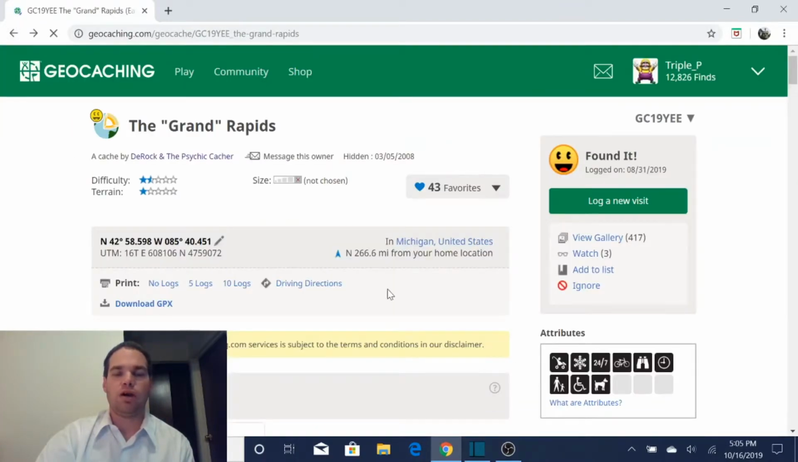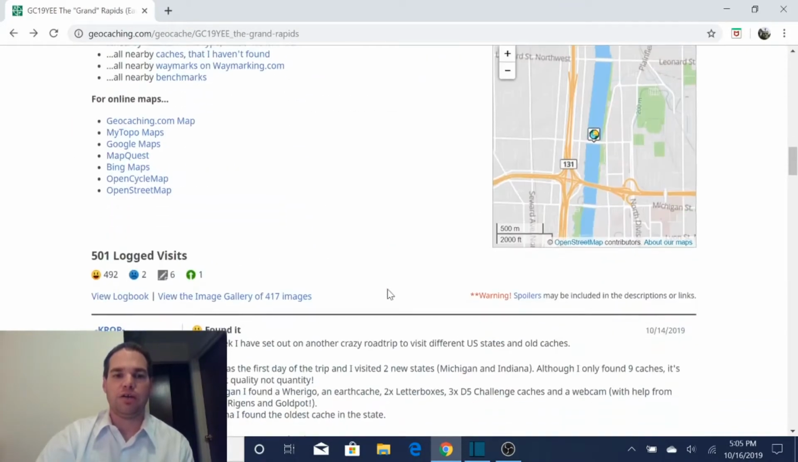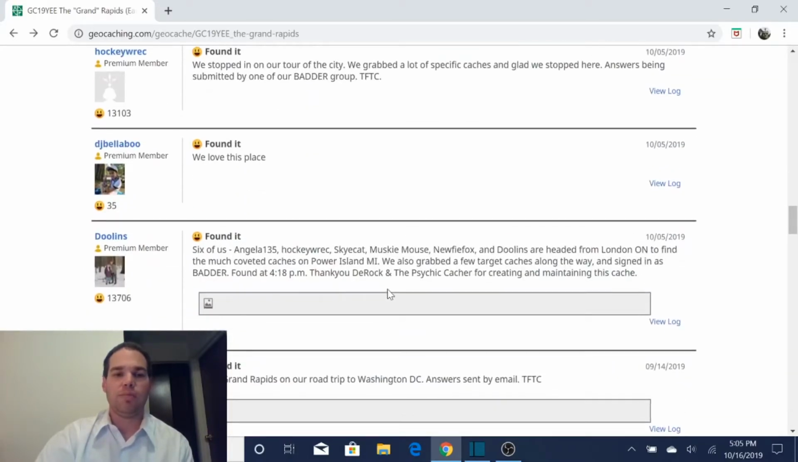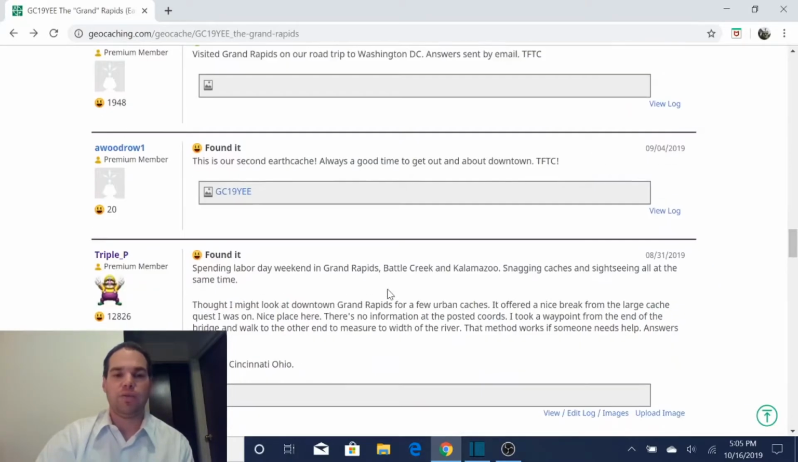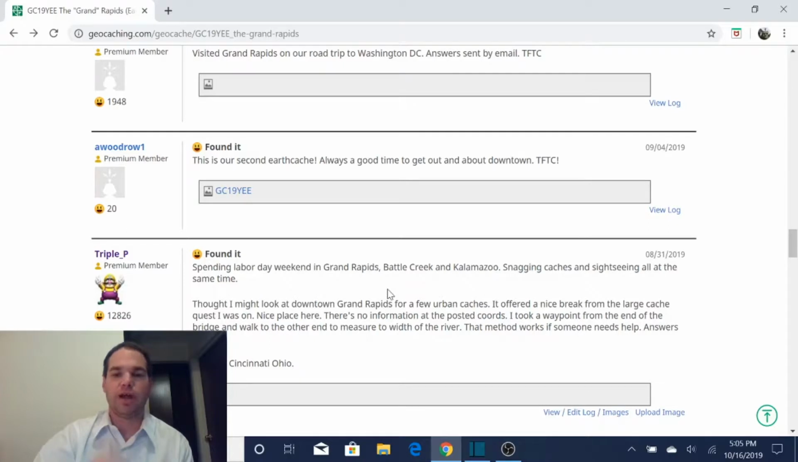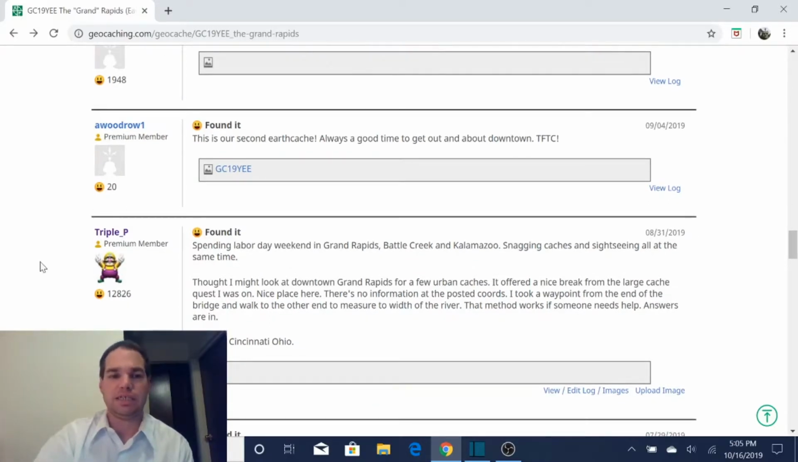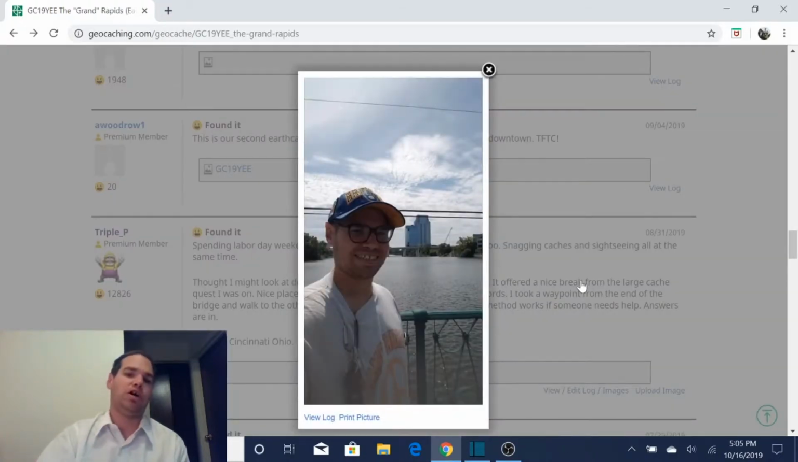When you are logging your find online and you're ready to type your log, you want to make sure that you do not include the answers to the questions in your write-up, because if you do, then your log is most likely going to be deleted. As far as pictures go, I encourage you to post a picture of yourself at the actual location where the posted coordinates are. You don't want to have to Photoshop yourself into something and claim a find that way, because that's just not a good way to go.